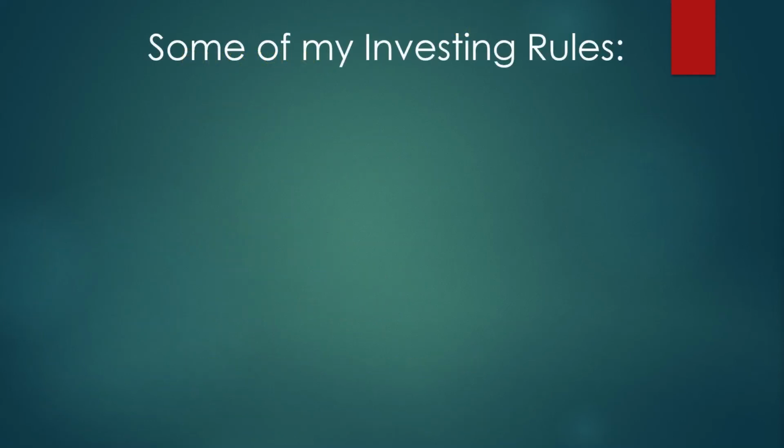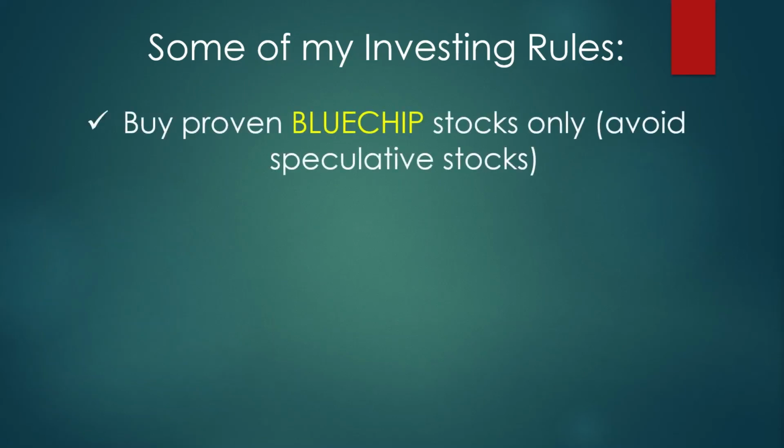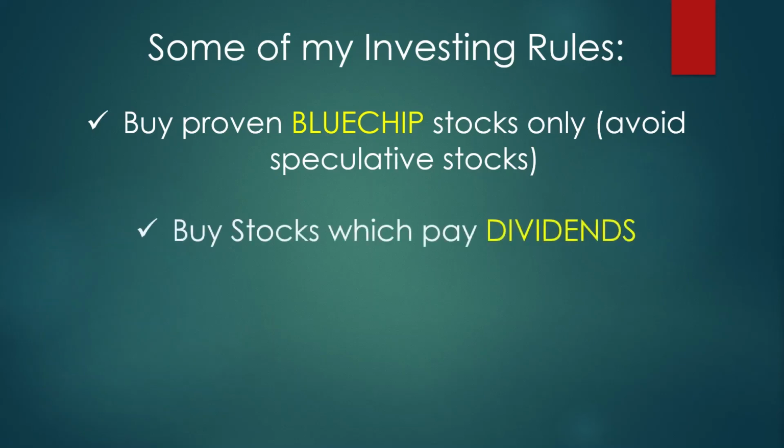Some of my investing rules: buy proven blue chip stocks only, avoid speculative stocks. This is to ensure probability of the shares of the company you are buying has had a good track record and more likely potential of future growth. Buy stocks which pay dividends, do a quick search of the stock before buying it to ensure it recently paid a dividend or about to. This is a good indicator that the company has future potential of growth. If the company recently, that is 6 to 12 months ago, has stopped paying dividends, it may be a sign their growth potential may be challenged for whatever reasons.